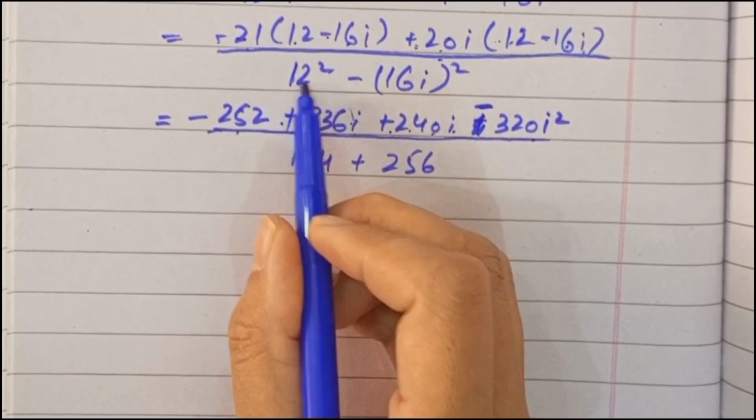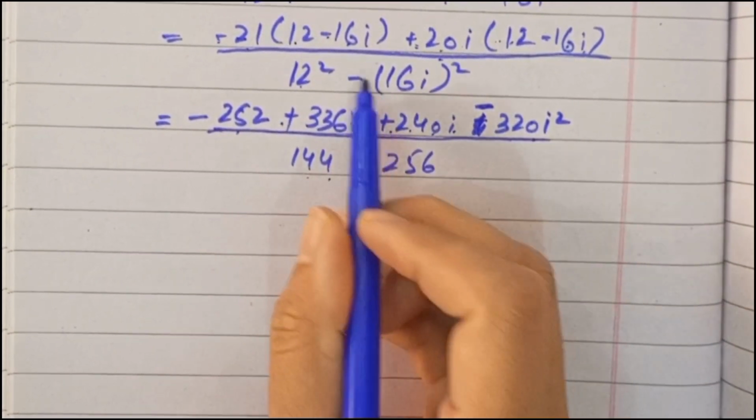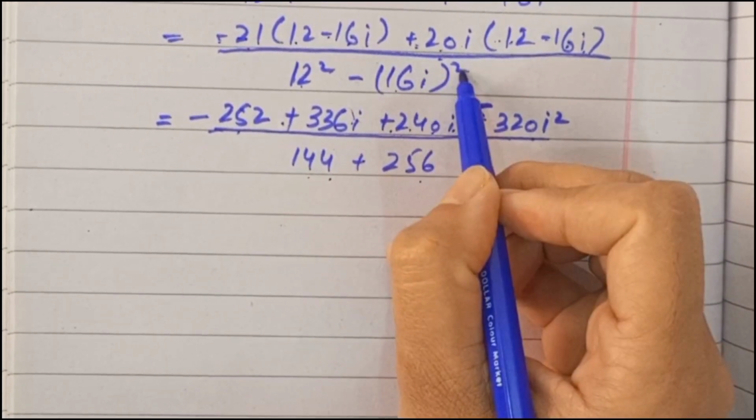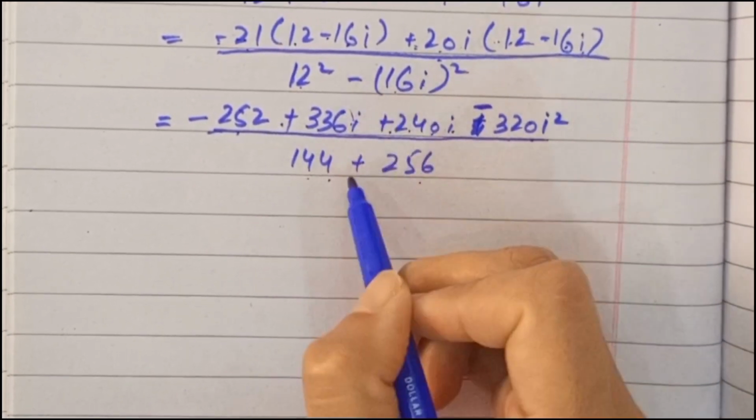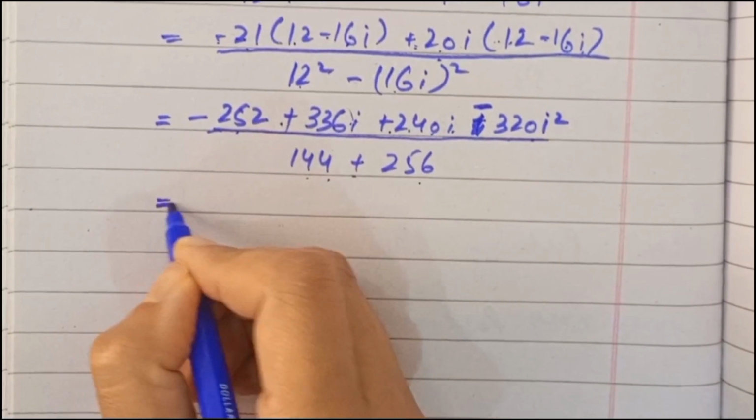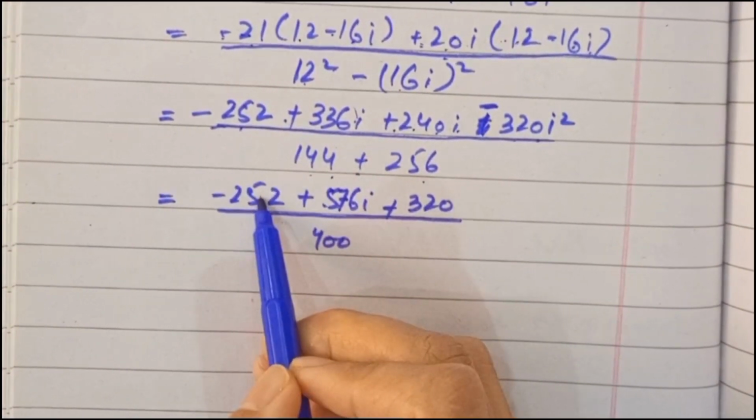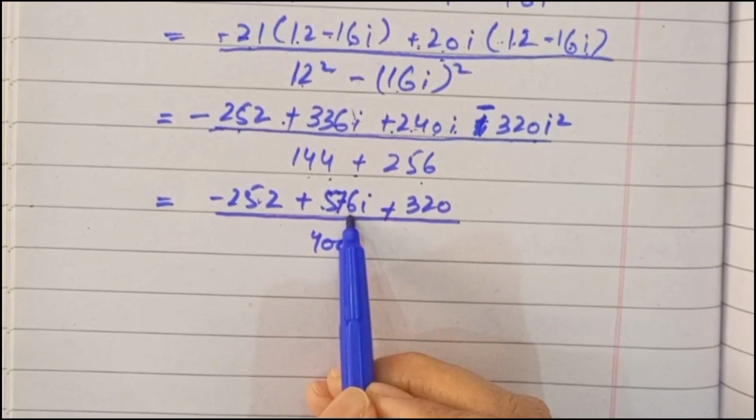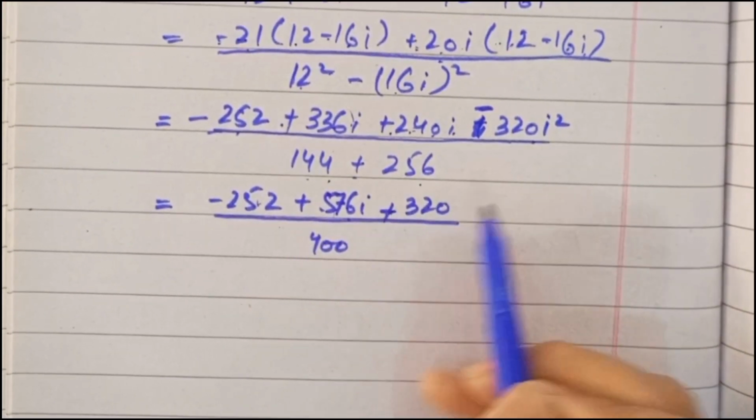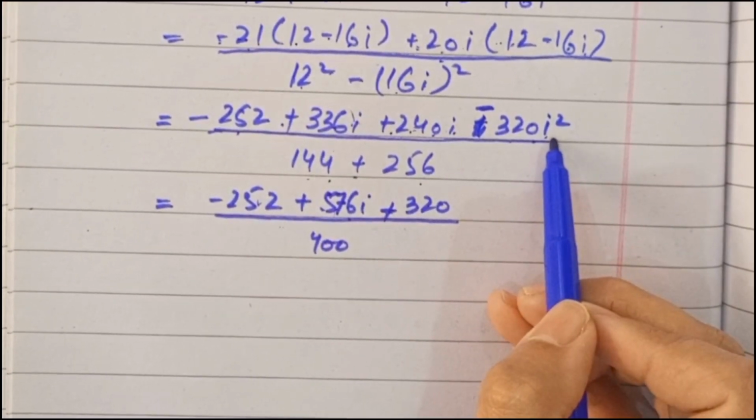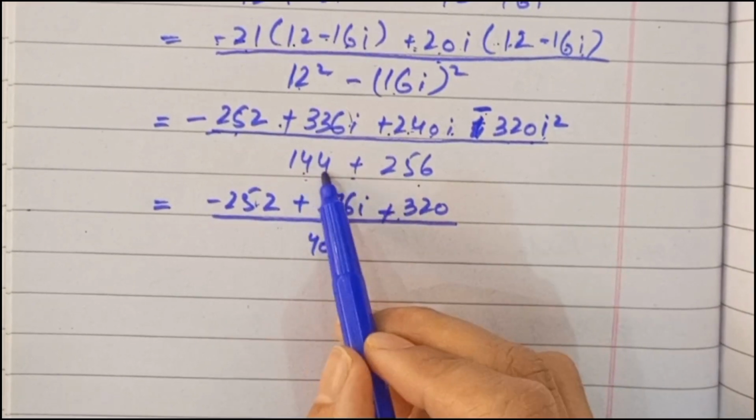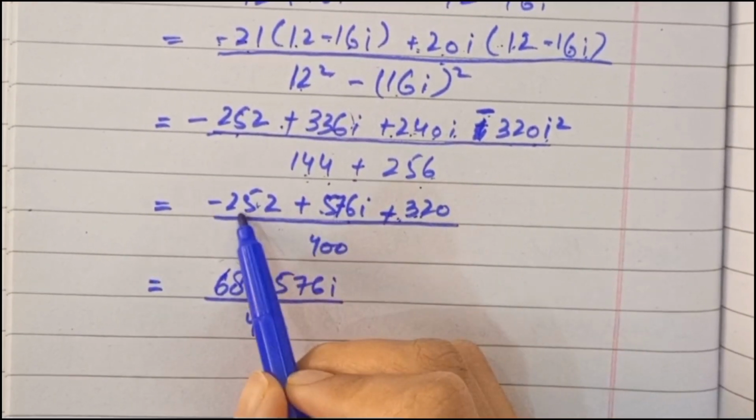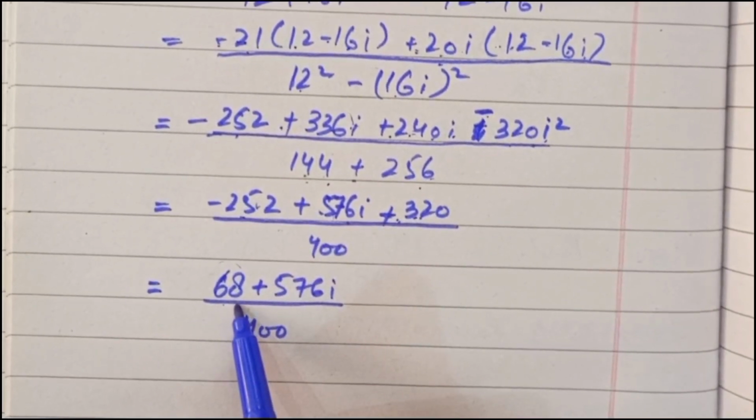12 square, 12 into 12 is 144, minus, and 16 square is 256. i square is minus 1, so minus minus is plus. This is minus 252 and we are adding these two, so we get 576 as an answer. Here we will get plus because i square is minus 1, minus minus is plus. 144 plus 256 is 400. Subtract 320 and 252. The answer will be 68.